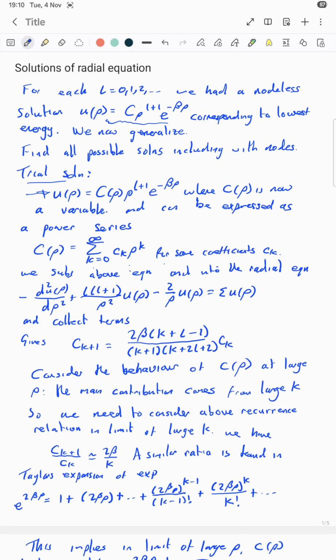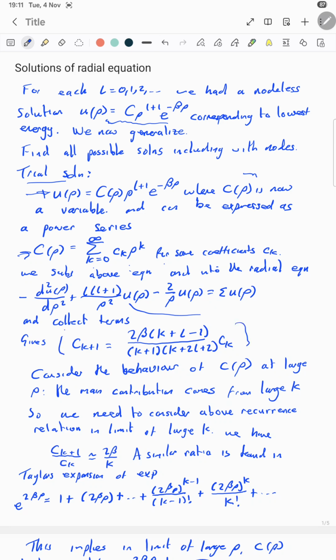Now this time C of rho is a variable rather than a constant, which can be expressed as a power series here, C of rho, for some coefficient c_k. We substitute the above equation into the radial equation and we get this here. In collecting terms we'll get this.